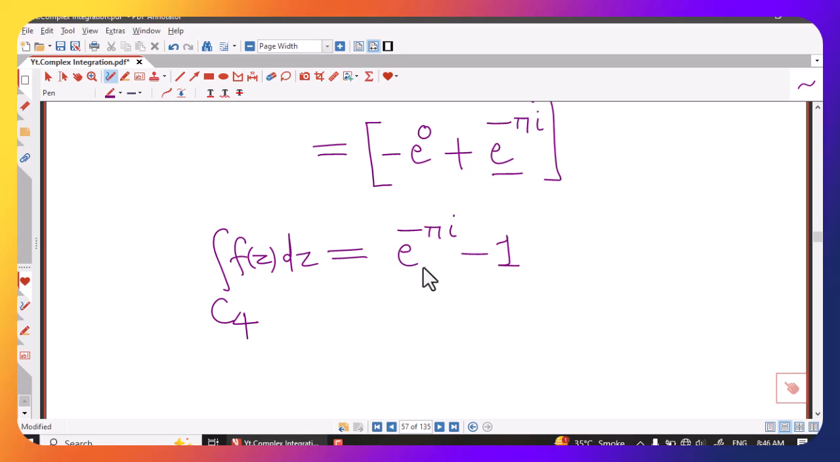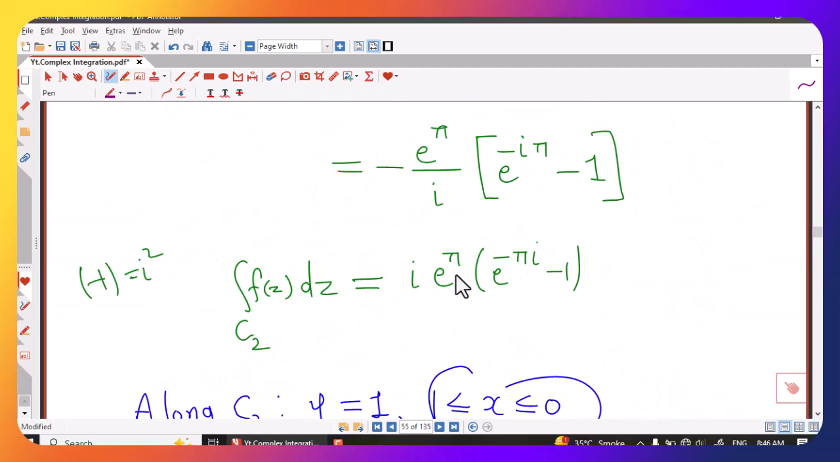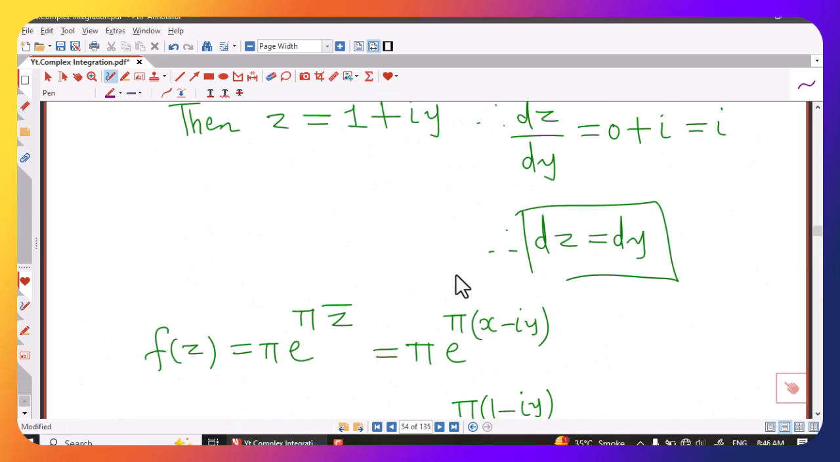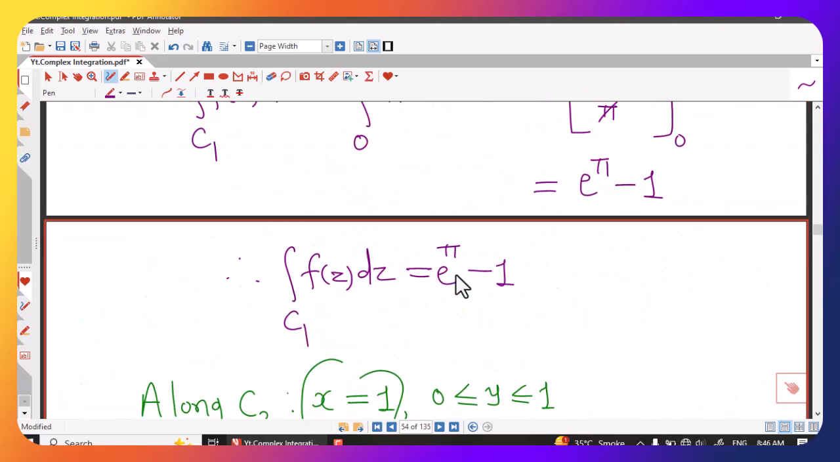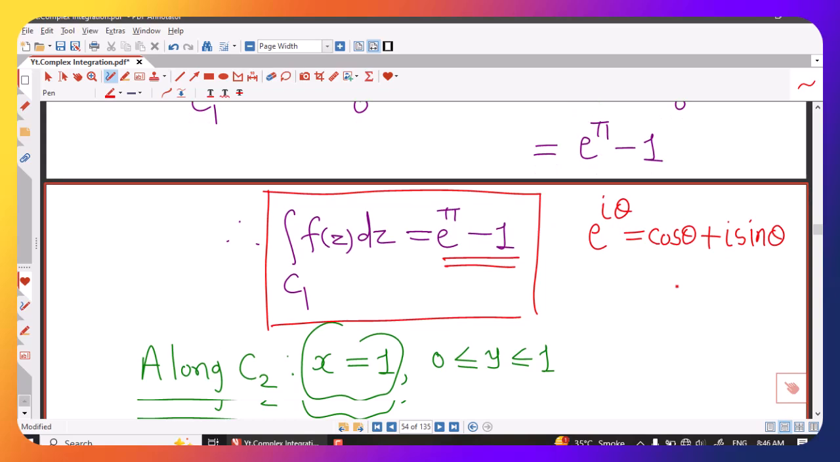Now we can use Euler's formula here that we have not used in the earlier part also. Whenever we have e raised to i into something, we can replace it by cos theta plus i sin theta. So let me check again. Here I am having the integral along C1 equal to e raised to pi minus 1. So that is fine, we will keep this as it is. But whenever we have this type of terms, e raised to i theta, we can use this Euler's formula and we can further simplify it. e raised to i theta can be written as cos theta plus i sin theta.